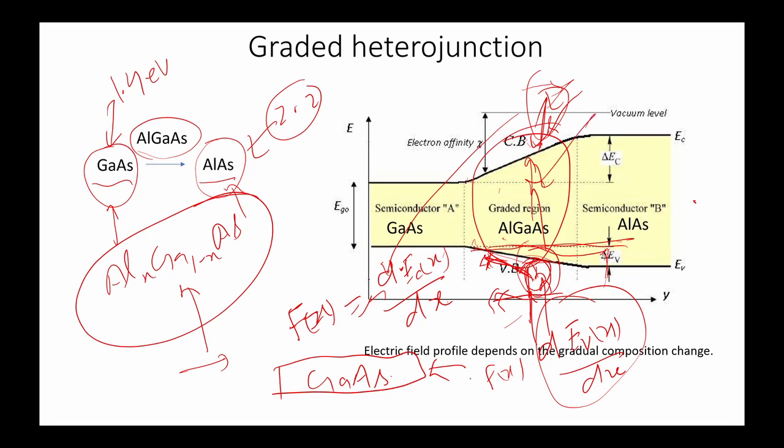Because that is nothing but the differentiation of the energy of the conduction band. If this is parabolic, then the electric field will be linear. And if this is 0, there is no field in this region because the conduction band and valence band are flat. There is no electric field in this region as well, as both these are flat.